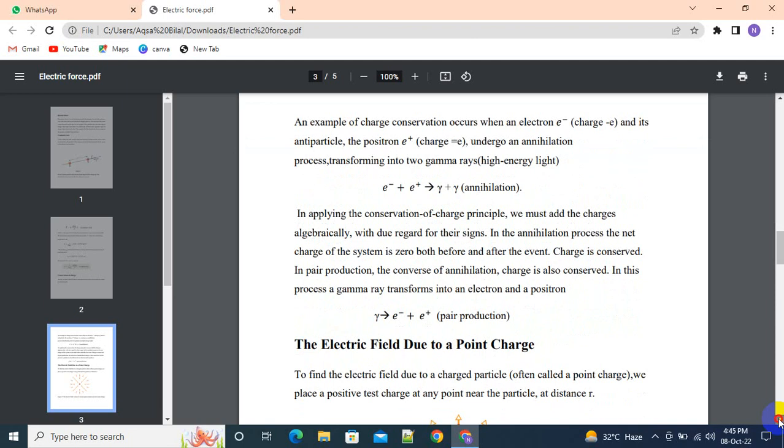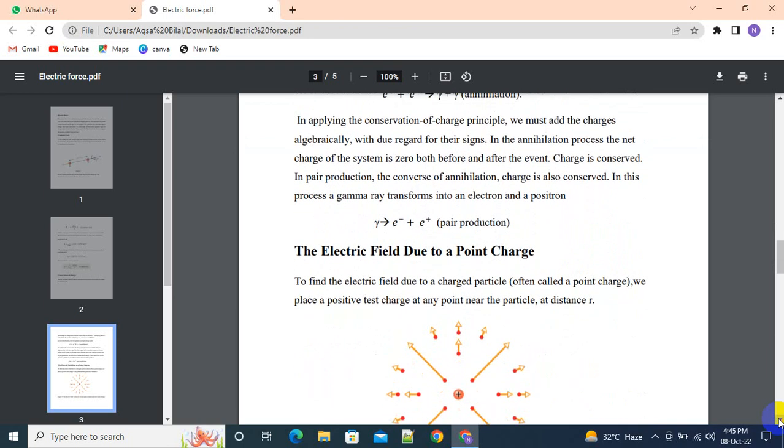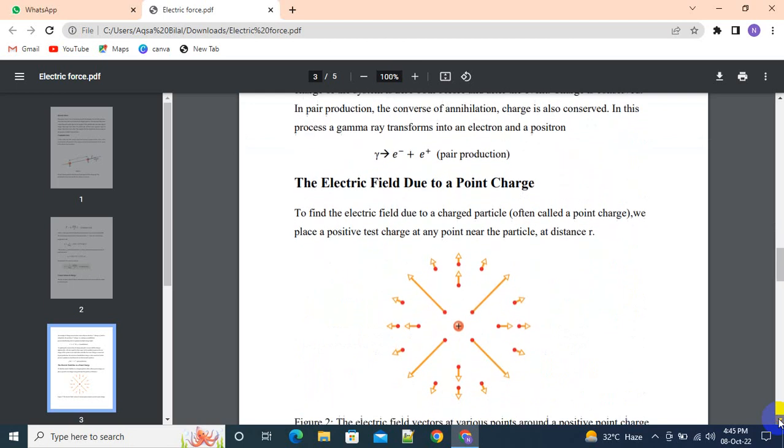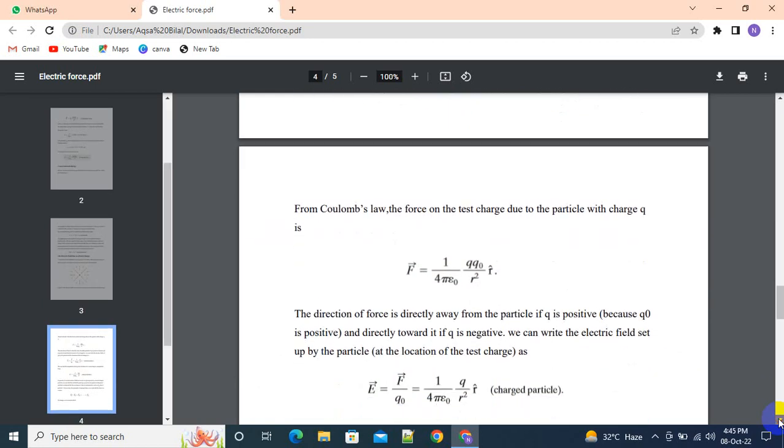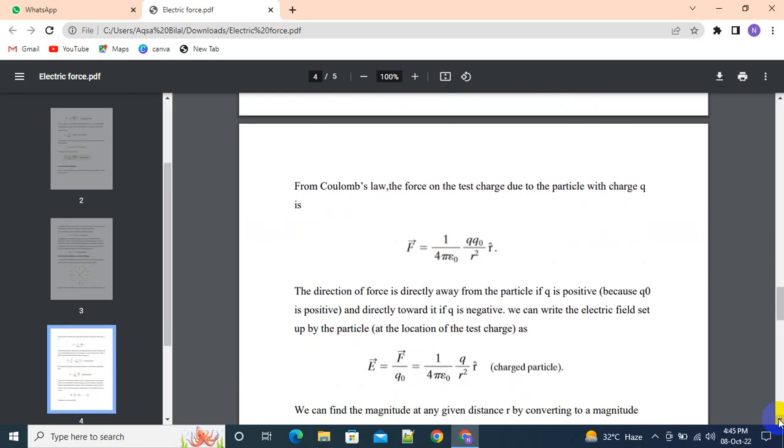The electric field due to a point charge. To find the electric field due to a point charge, we place a positive test charge at a point near the particle, at distance r. From Coulomb's law, the force on the test charge due to the particle with charge q is given.